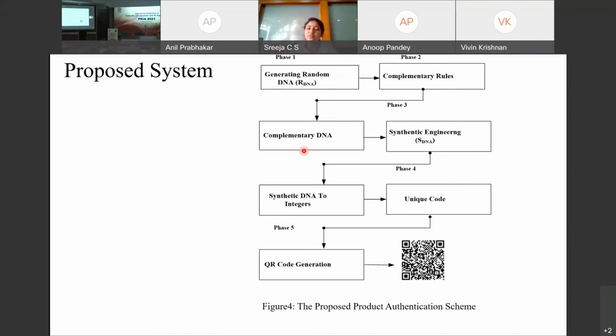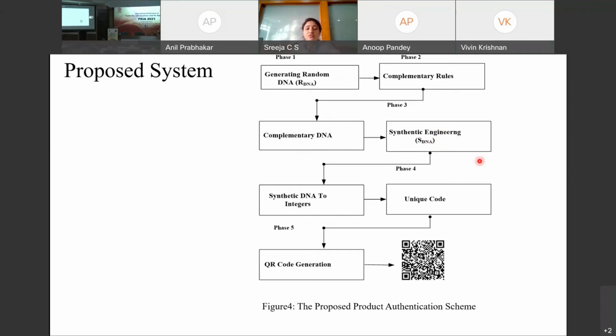Then I will be generating a complementary DNA, which is not existing in nature, because it's random. Now, how do you ensure it does not exist in nature? That's where I'm applying synthetic engineering, and I'm including a new base. I named it N in this particular system. So instead of A, G, C, T, any one of the bases can be replaced with N. That's the phase 3 part.